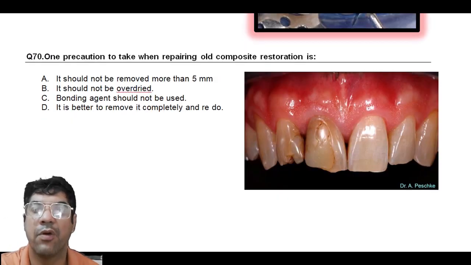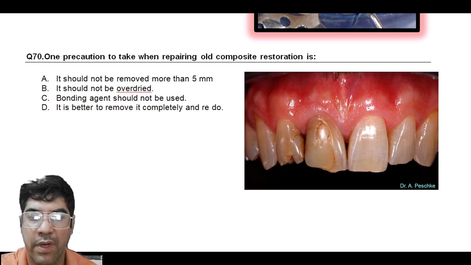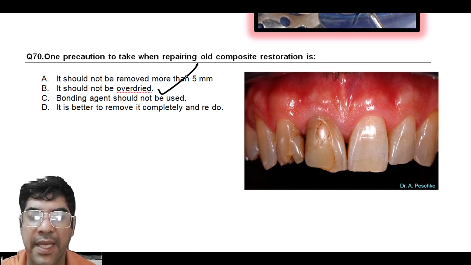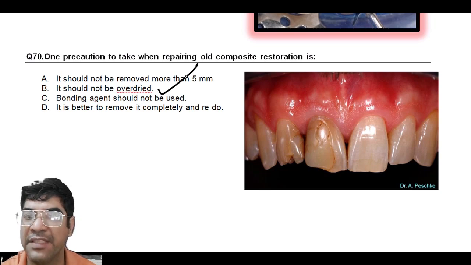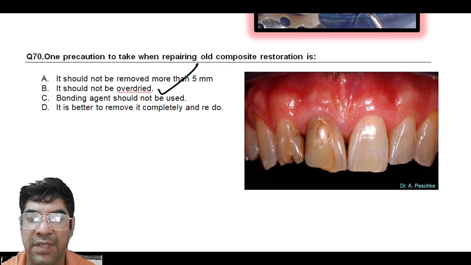One precaution to take while repairing old composite is that it should not be over dried. Over drying the tooth surface can negatively affect the bonding process. Most bonding agents work best when the tooth is slightly moist. If the dentine is over dried, it is advisable to rehydrate it for a short duration before applying the bonding agent.